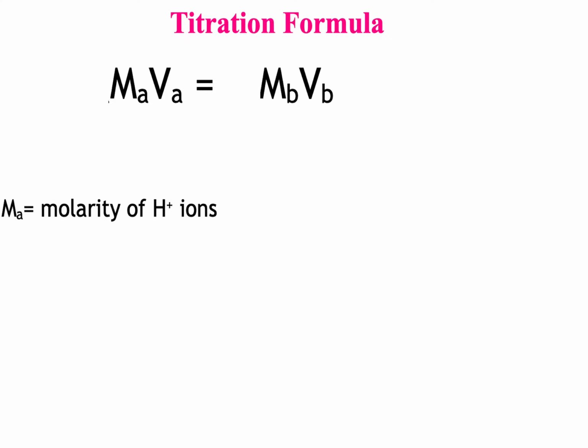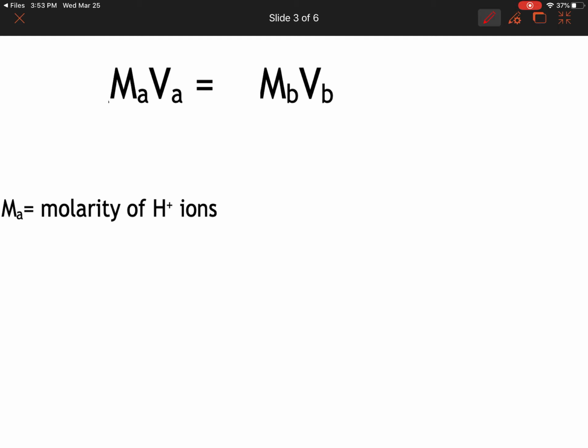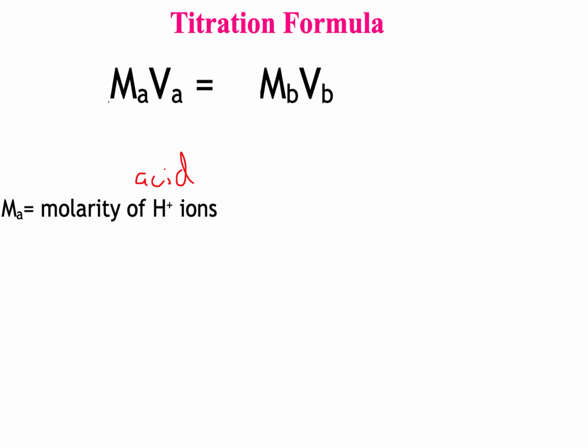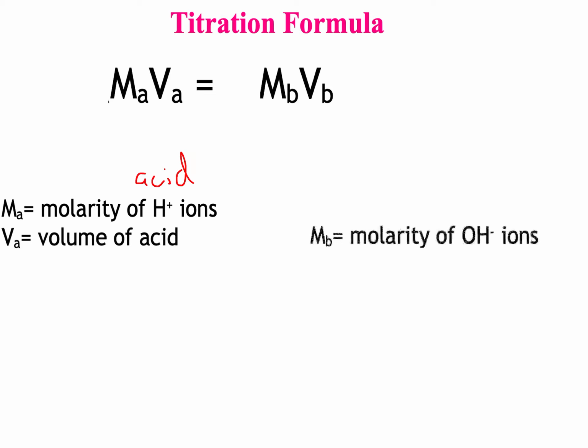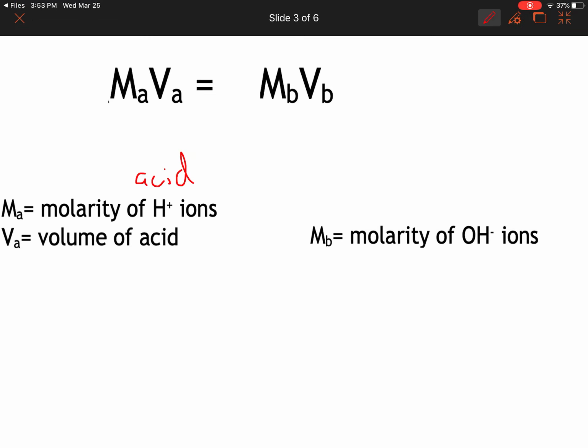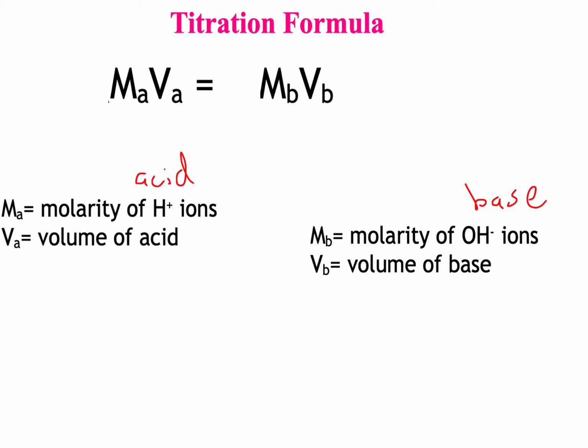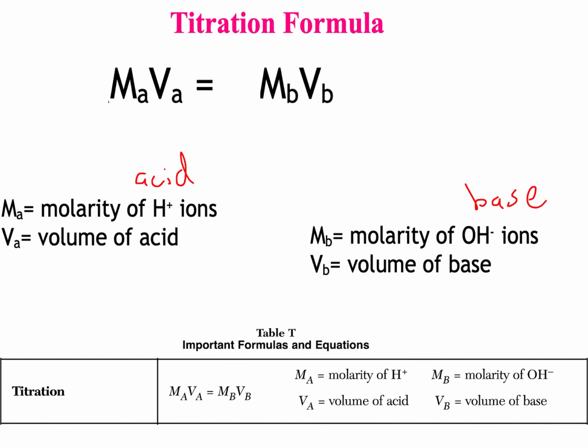Each thing relates to something you guys already know. MA is the molarity of the H plus ions, which in this case is just the acid, hence the MA. And the VA is going to be the volume of the acid. Well, if MA and VA are molarity and volume of the acid, MB and VB are going to be the same, but for the base. So in this case, it's the molarity of the OH minus ions. We can just think of that as the base and the volume of the base. Very simple formula. And guess what? On reference table T, it gives you the titration formula, MAVA equals MBVB.